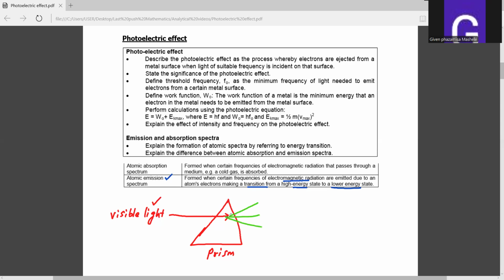And these colors of the spectrum, remember, have different frequencies and different wavelengths. So we'll have something called ROYGBIV if we were to explain it according to the rainbow.